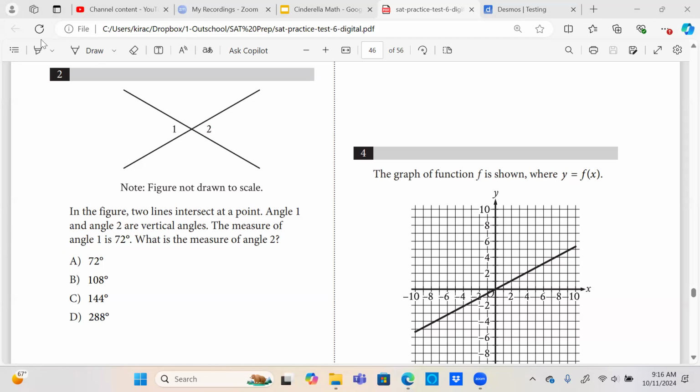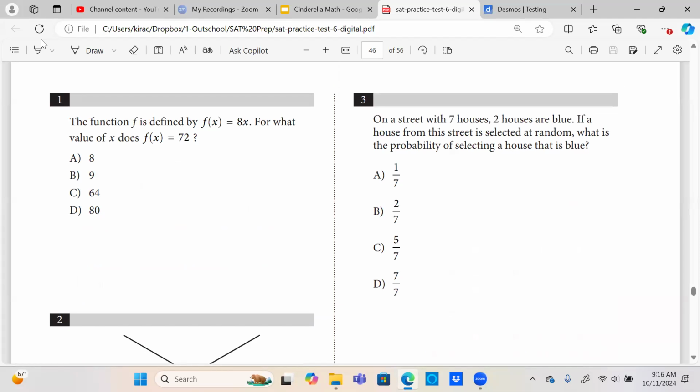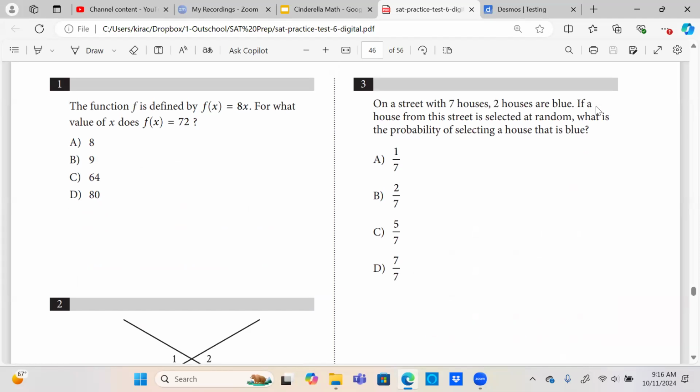Awesome. Up to number 3. On a street with 7 houses, 2 are blue. If a house from this street is selected at random, what's the probability of selecting a house that is blue? So there's 7 total. That's why all the denominators are 7. And out of those 7, 2 are blue. Looking pretty good here on this first page. Of course, it's going to get harder, but not bad so far.